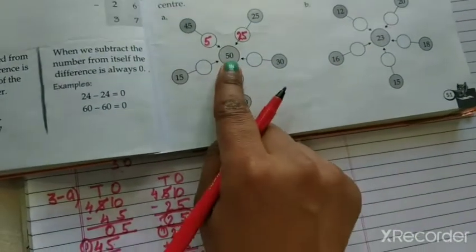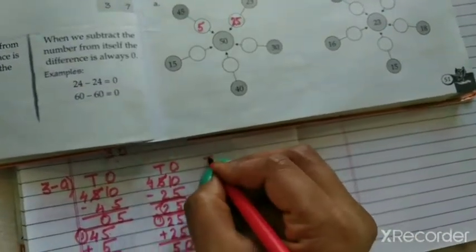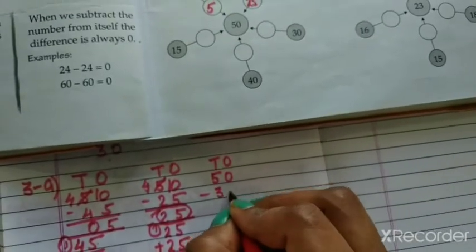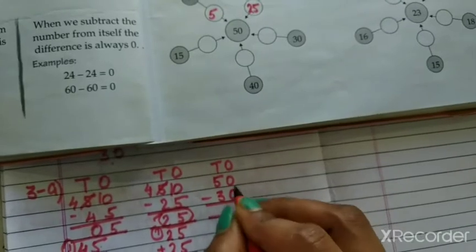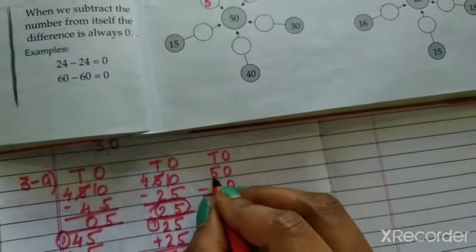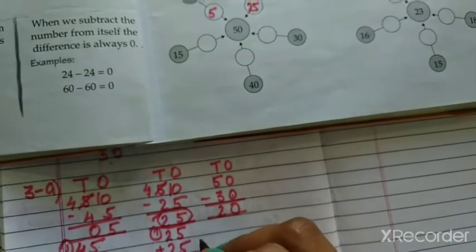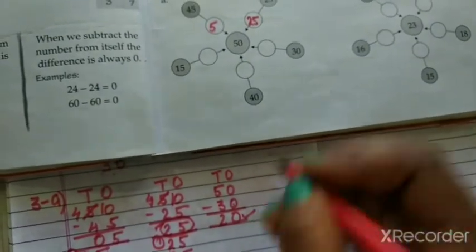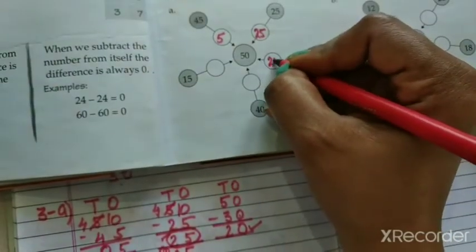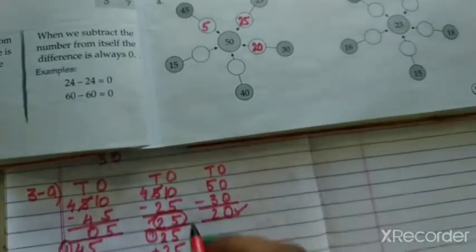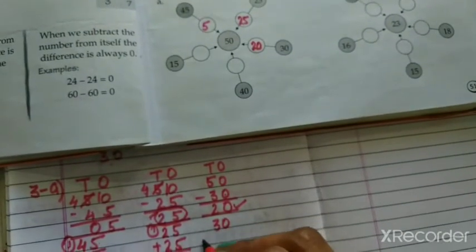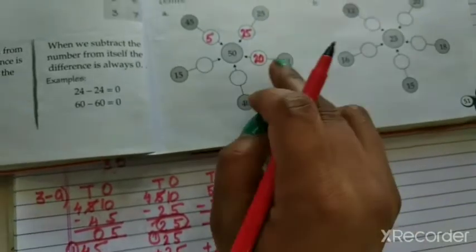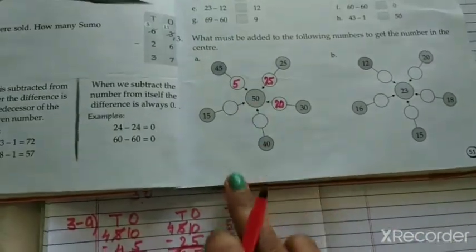Okay. Now here, 50 minus 30. 0 minus 0 is equal to 0. 5 minus 3 is equal to 2. Okay. So, which number do we add? 20. Write down here 20. Want to check? You check it. 30 plus 20. What do we get? 0, 5. 30 plus 20 we get 50.